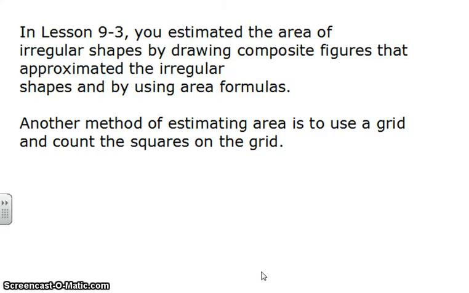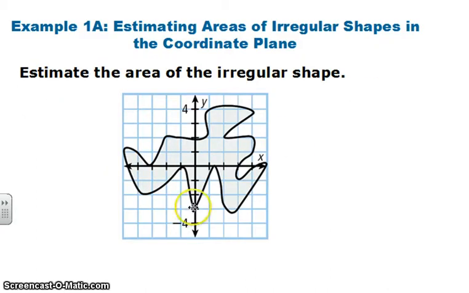Remember in 9-3, we estimated the area of irregular shapes by drawing composite figures that approximate the irregular shapes and using area formulas. Well, actually, that was 10-3. That's funny. Got the wrong number there for the chapter. Anyway, another method of estimating area is to use a grid and count the squares on the grid. So we saw this on the quiz.